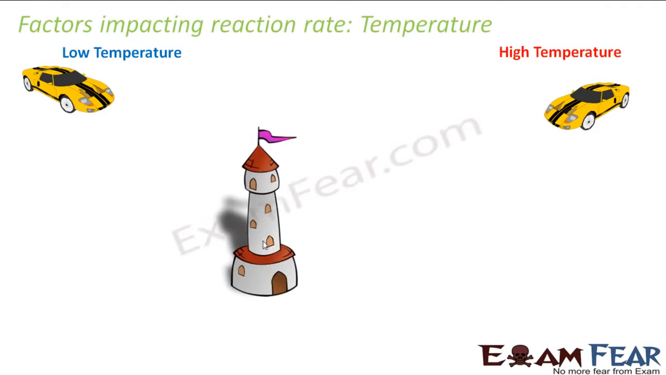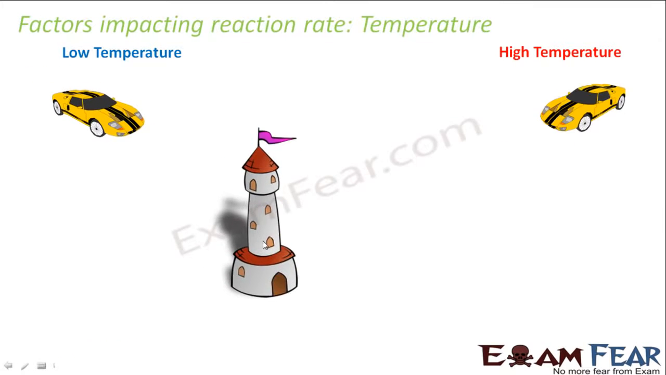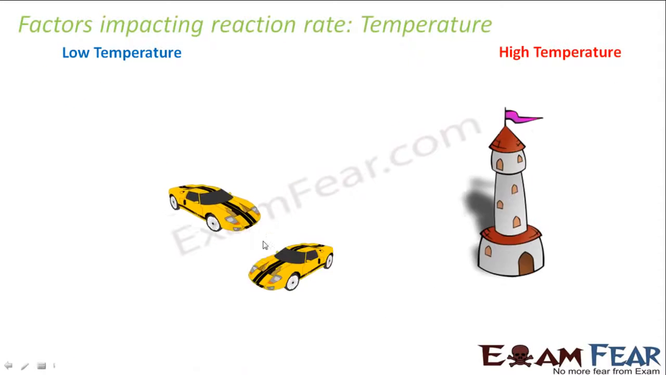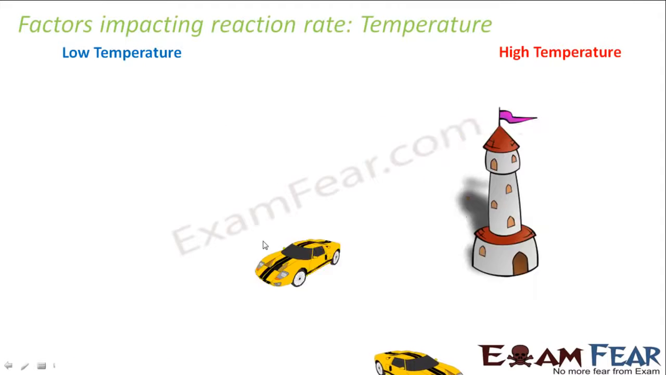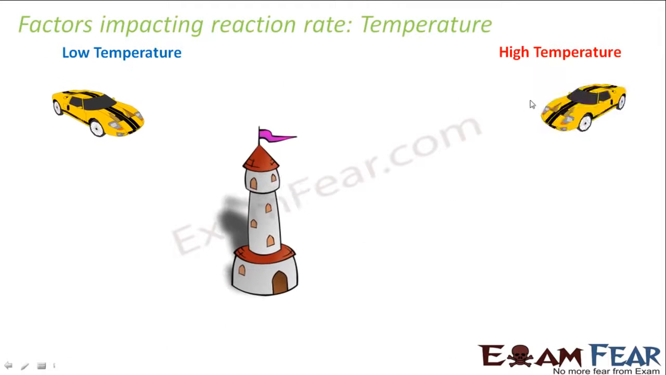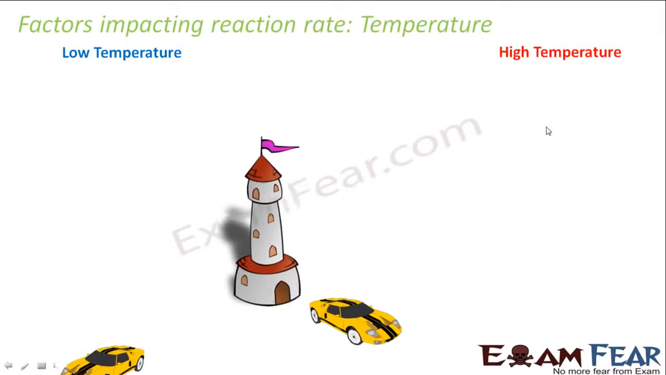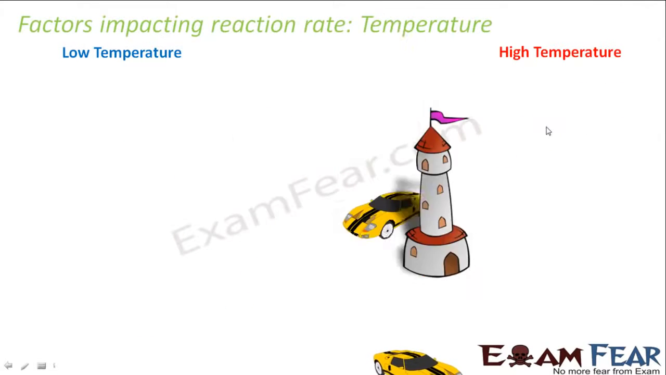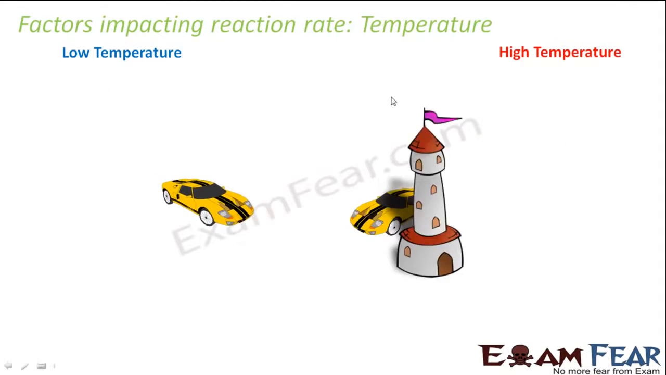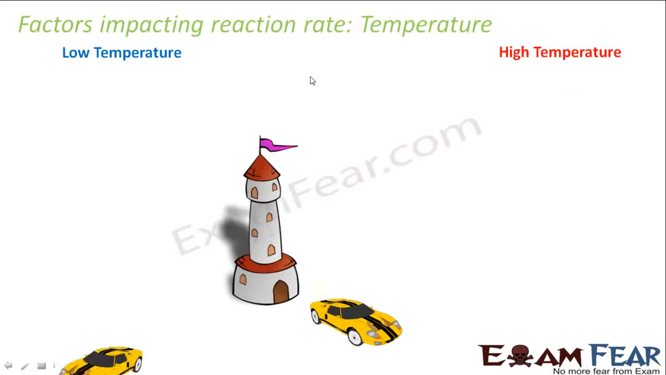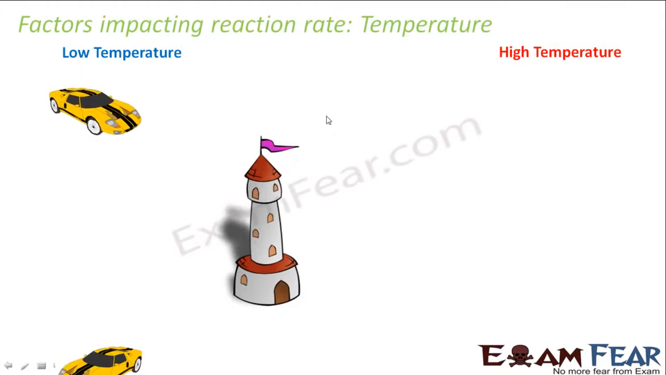Now, if you see on the left hand side, we have a low temperature scenario. Right hand side, we have a high temperature scenario. On the left hand side, the car is moving at a slow rate, so it is hitting the tower less. But on the right hand side, this car is moving at a high speed, and thus the frequency of collision which this car on the right hand side is making is much more than the car on the left hand side. Both are the same car. That means both are the same molecules. The reactant is the same. The car is the same. The target is the same. That means A + B gives C + D.